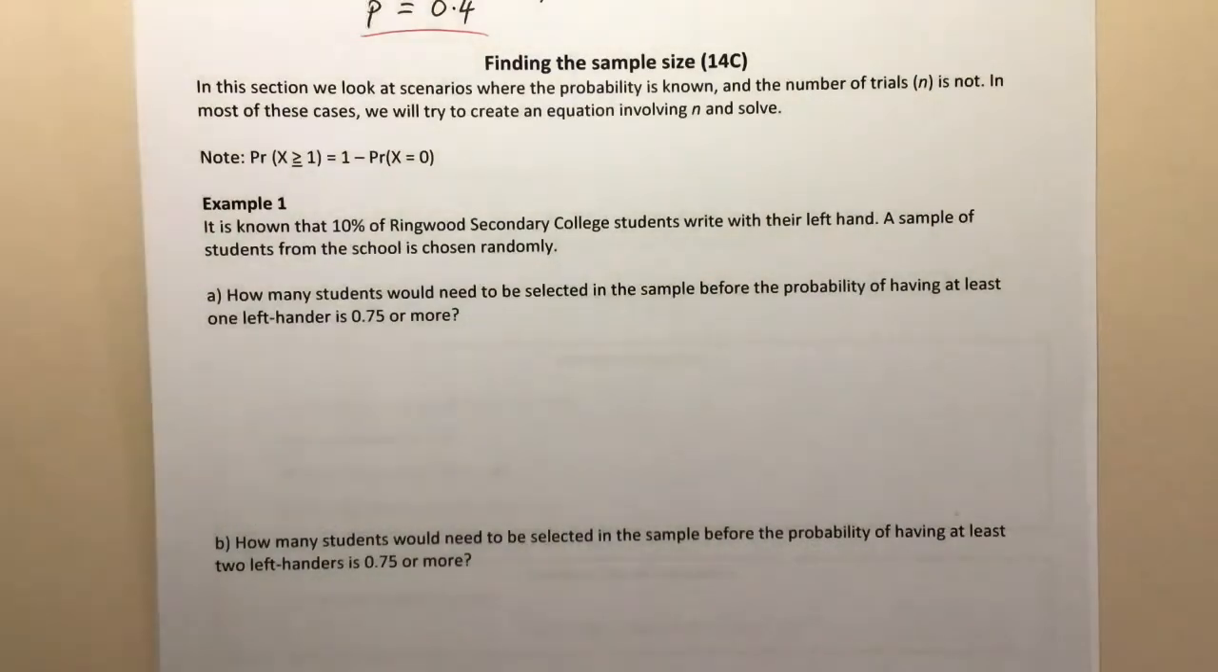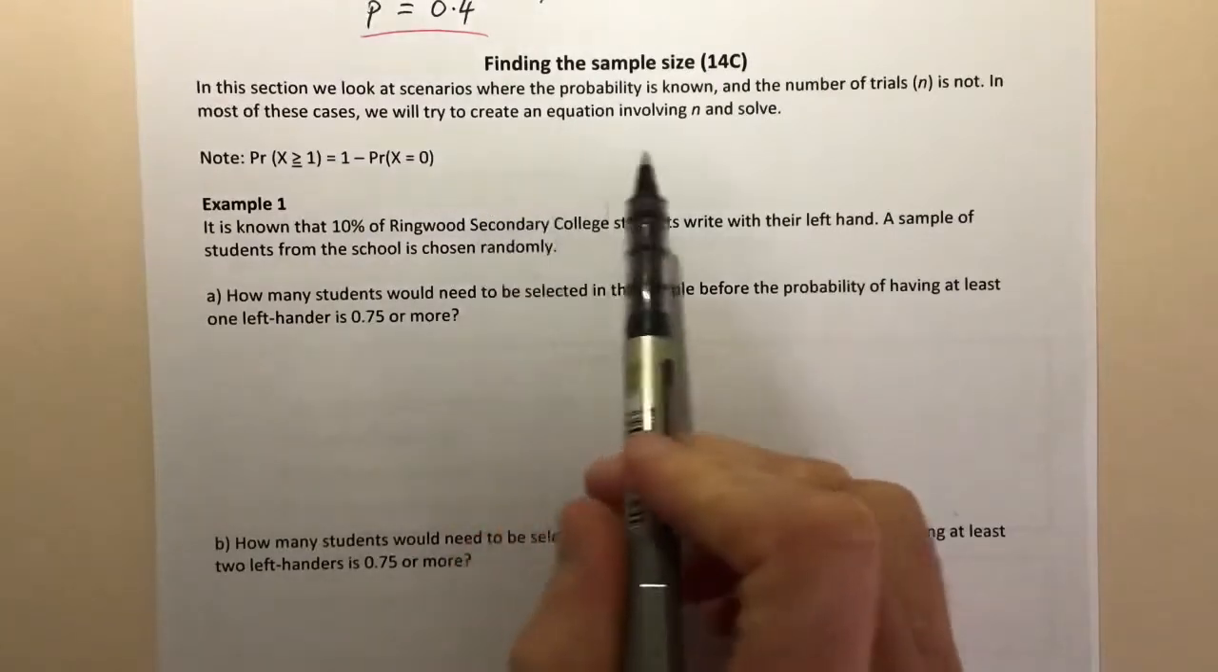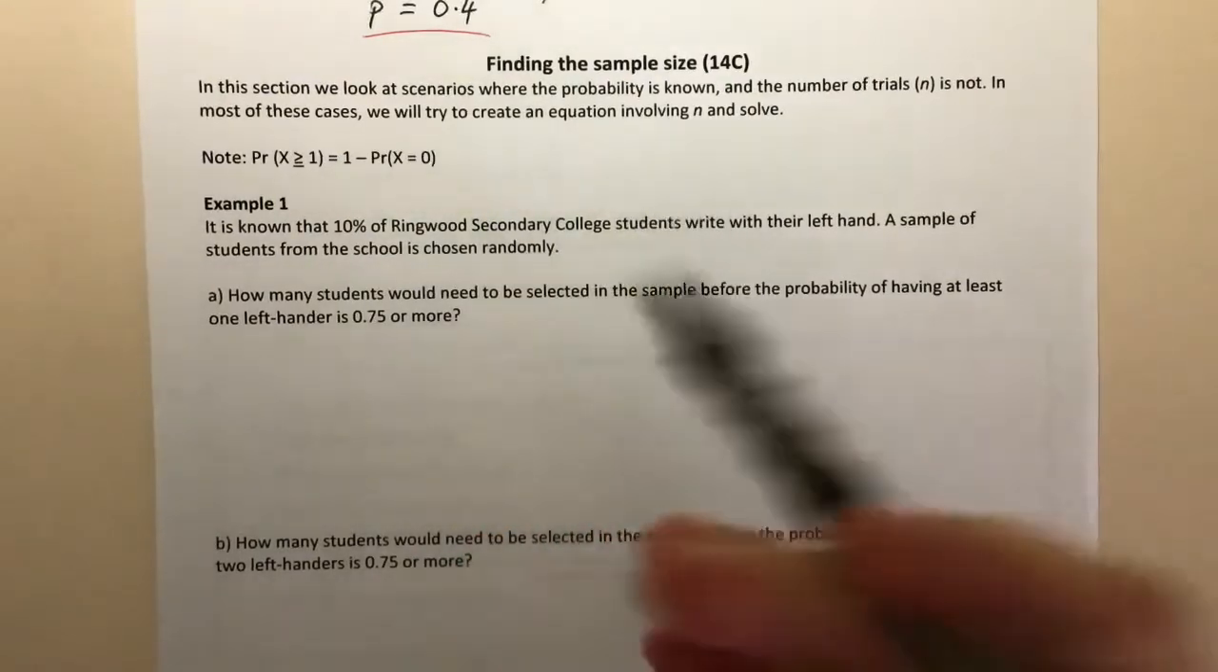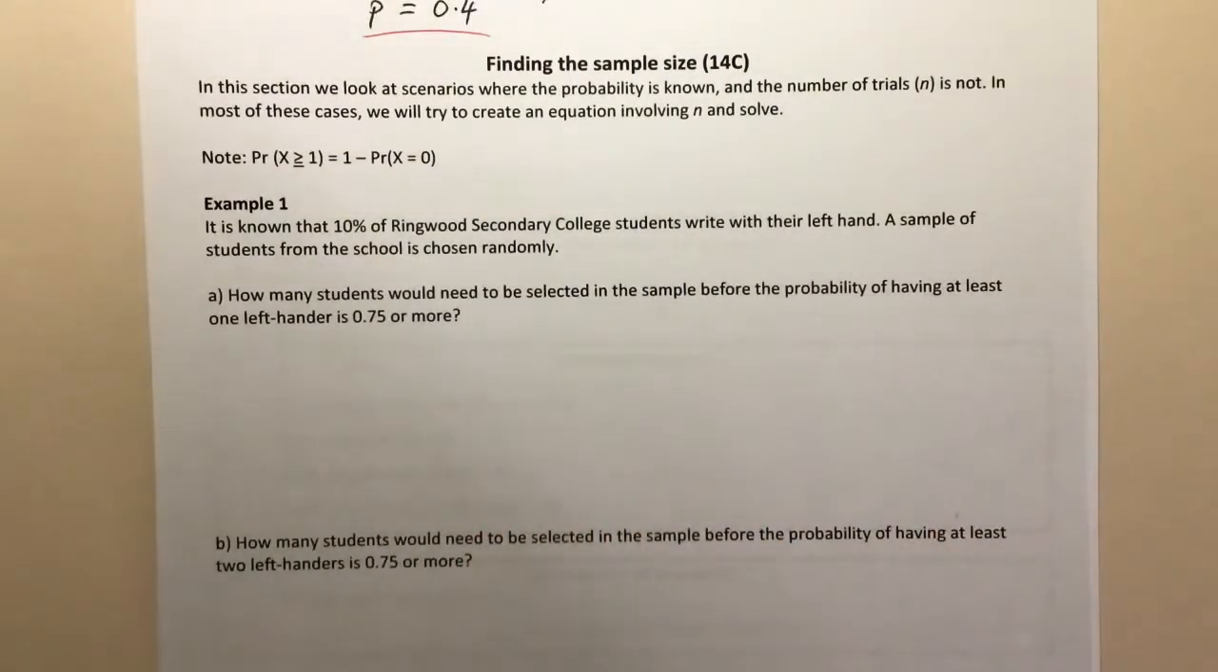Hello again, method students. In this video, we're going to go through the last exercise of chapter 14, which is on finding the sample size. So basically in this section, we're going to be looking at situations where you're given a required probability, but you don't know the number of trials, and that's the thing that you're trying to work out. Typically, we use our knowledge of binomials to create an equation that involves n, the number of trials, and solve that equation in order to find n.